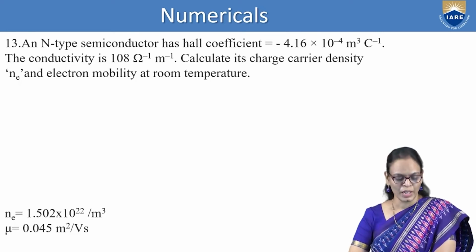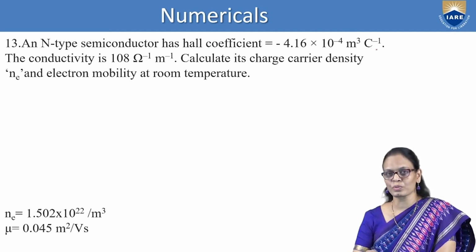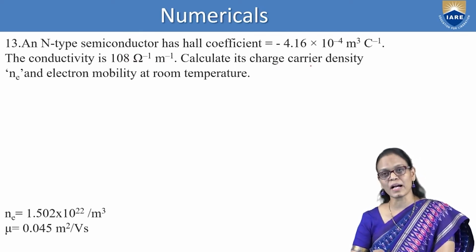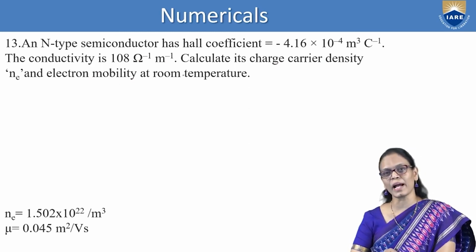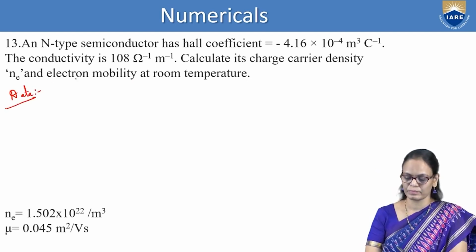Next one. In an N-type semiconductor, it has a Hall coefficient of minus 4.16 into 10 power minus 4 meter cube per coulomb, and the conductivity is 108 per ohm meter. Calculate the charge carrier density and also the electron mobility at room temperature. So let us write the data.